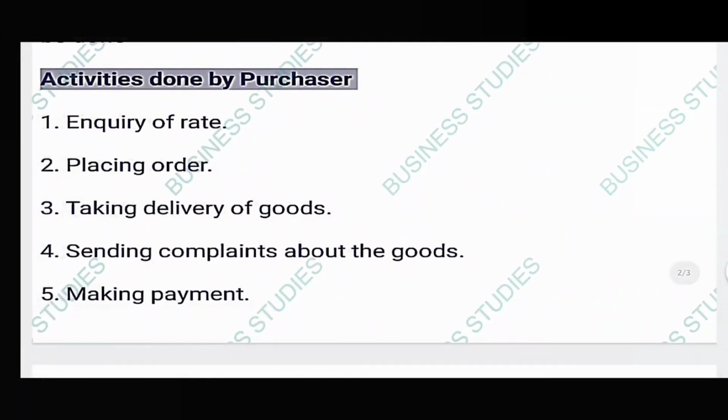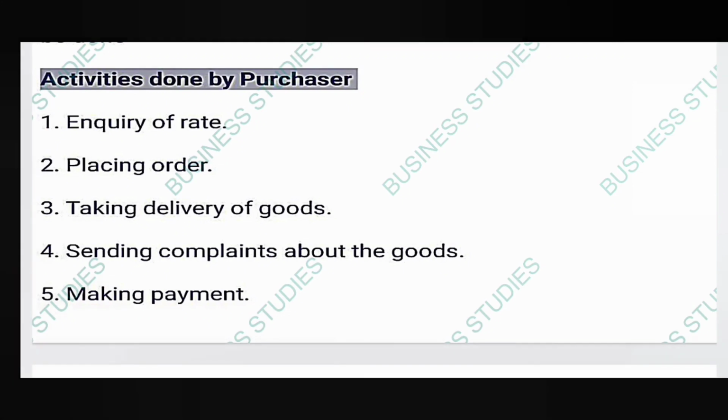First, he has to inquire of the rate. Suppose I am the purchaser. Whenever I am going to purchase any of the goods, first I have to do the inquiry of the rate of the product. After doing the inquiry, I will place the order.